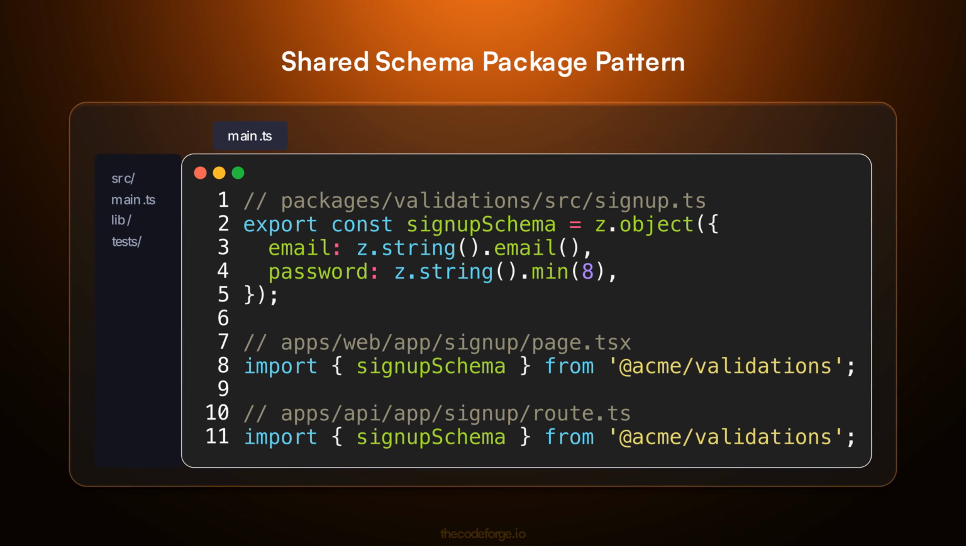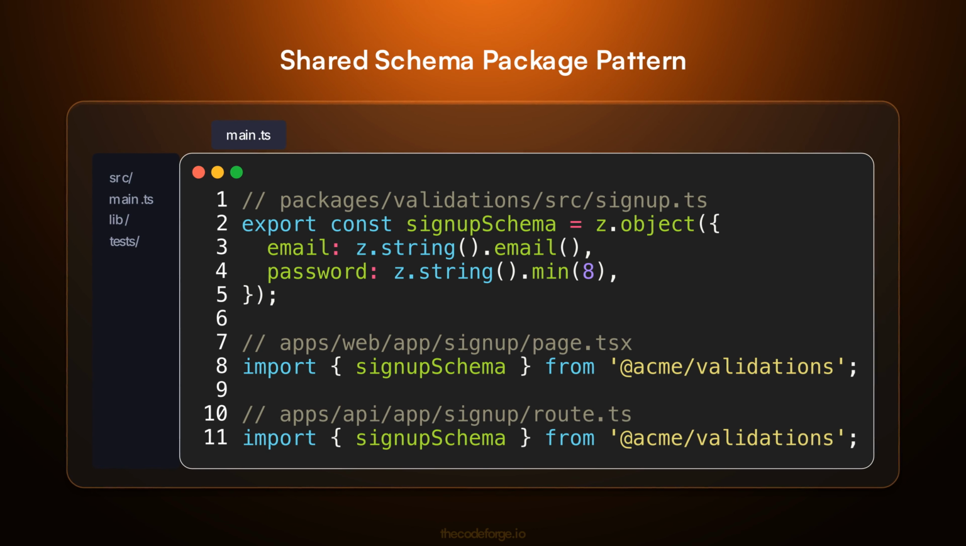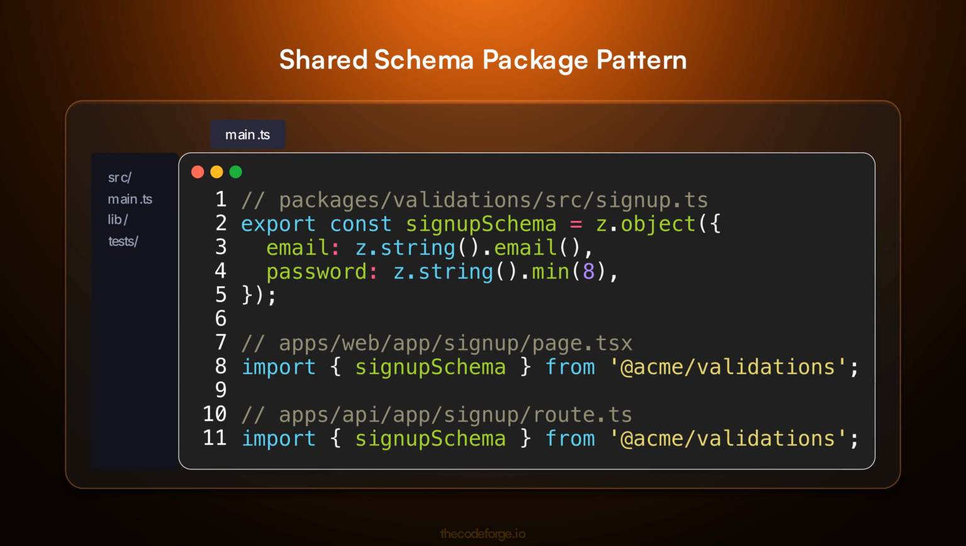The article mentions sharing schemas between client and server, but doesn't show the package structure. Use a shared package, e.g., @acme/validations, to enforce a single source of truth. This prevents schema drift when multiple apps consume the same schemas.